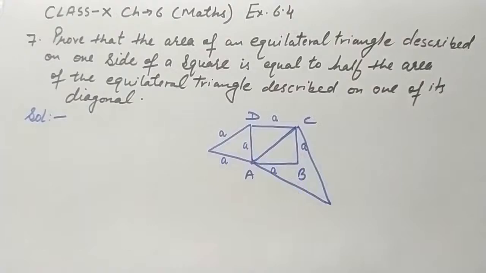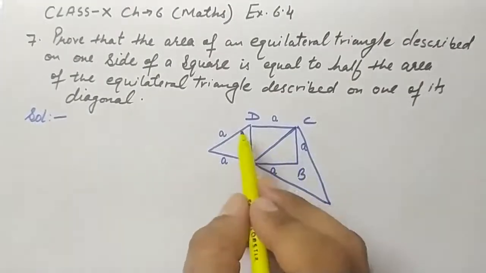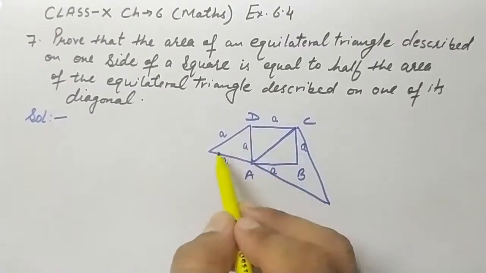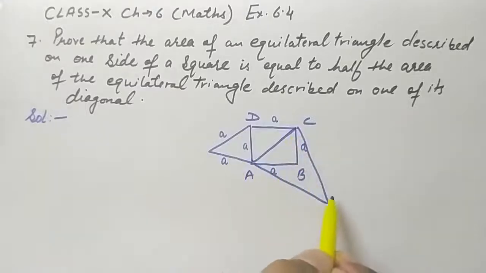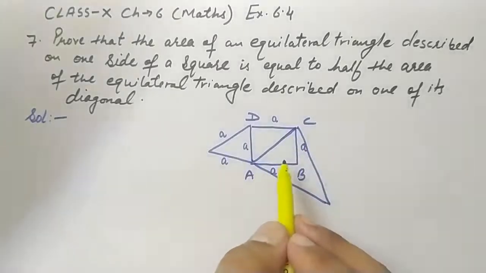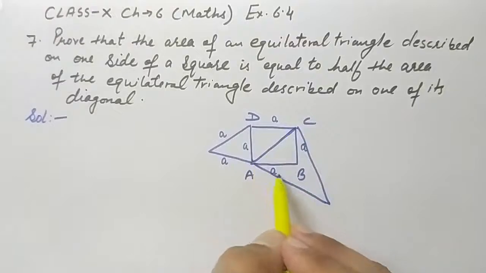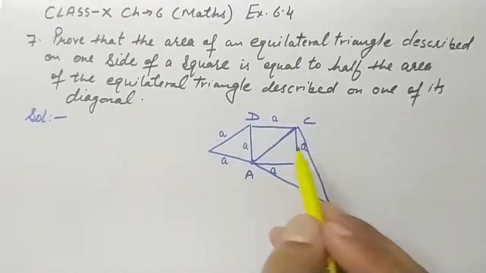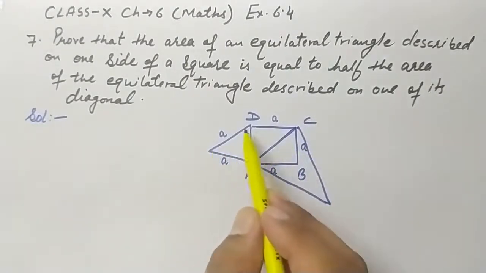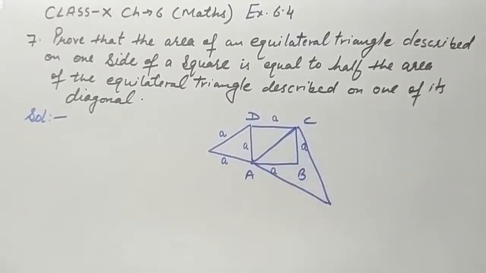So we need to prove that the area of this triangle which is on the side is half of the area of this triangle which is on the diagonal, or you can say that the area of the triangle which is on the diagonal is double the area of the triangle which is on the side, right? This we need to prove.